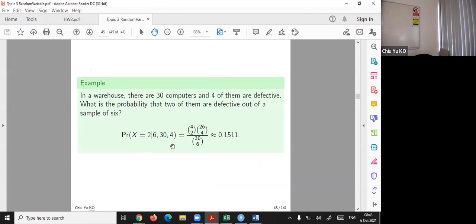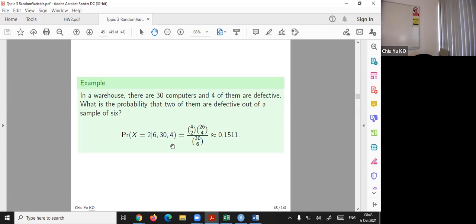And here we have, look at the question, there are 30 of them, which is big N is 30, okay? And 4 of them are defective, okay? Here we want to see whether it's defective, so A is 4, okay? N minus A is 26. And you want to draw 2 of them, which is defective, out of a sample of 6. So the small n is 6, the x is 2, okay?